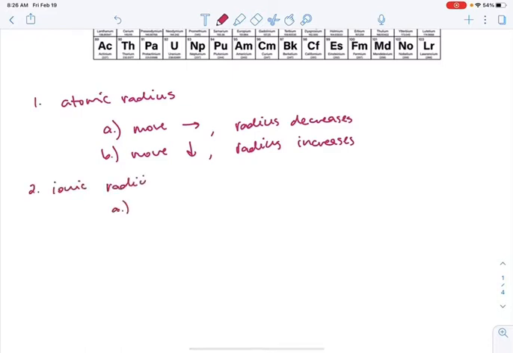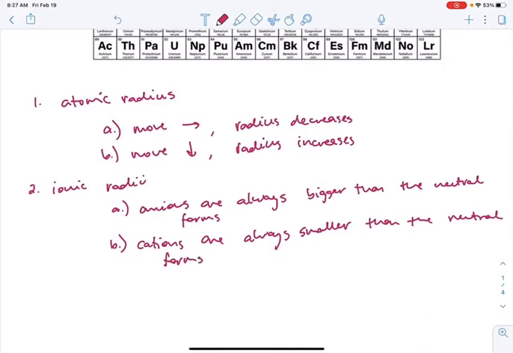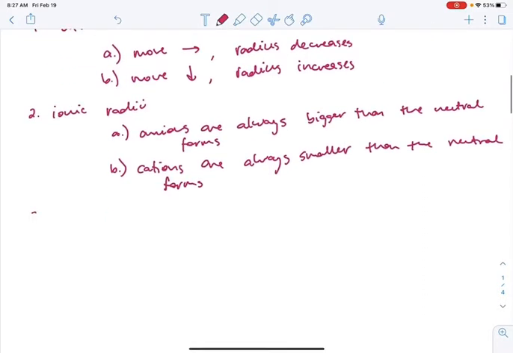Then we have ionic radii. So anions are always bigger than the neutral forms, and cations are always smaller than the neutral forms. Okay?